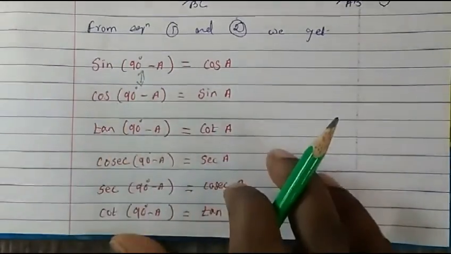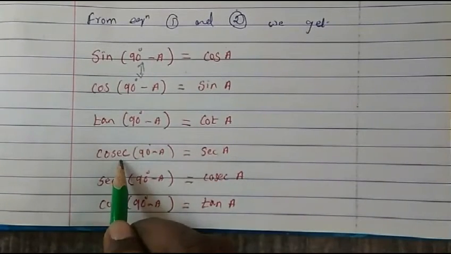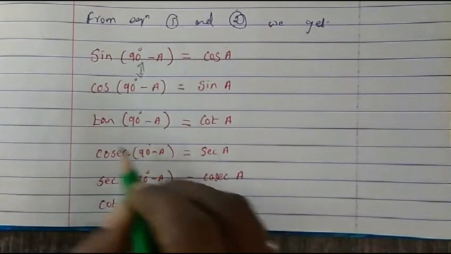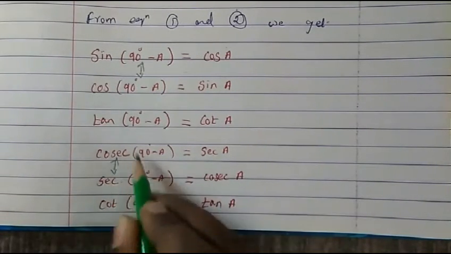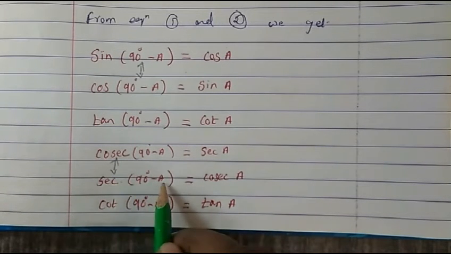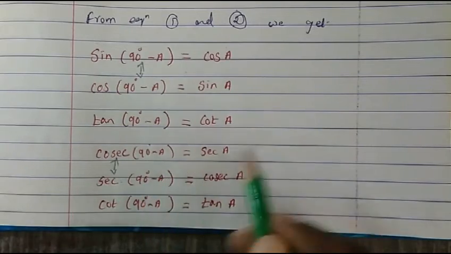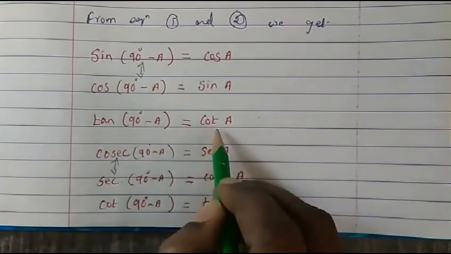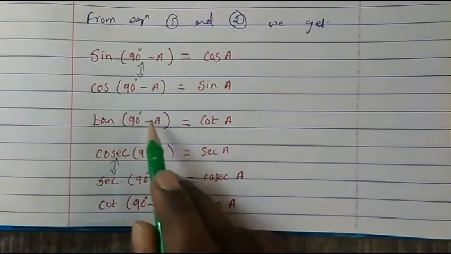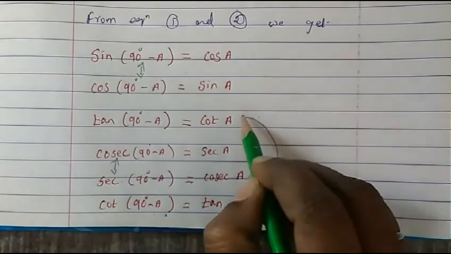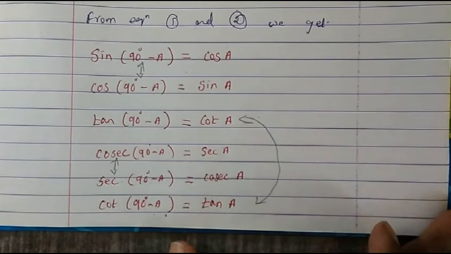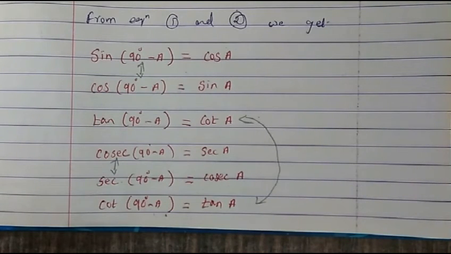Same way, cosec 90 minus A is sec A, and sec 90 minus A is cosec A, so these two are interchanging. And tan 90 minus A is cot A, and cot 90 minus A is tan A, so these two are interchanging. So this you have to remember, and this is important for doing exercise 8.3.